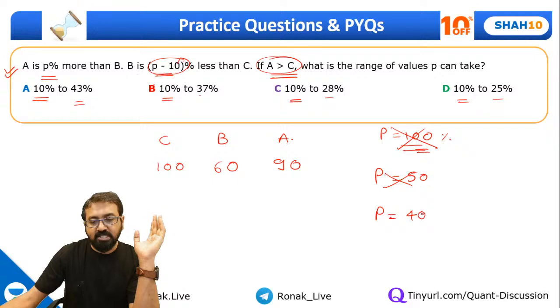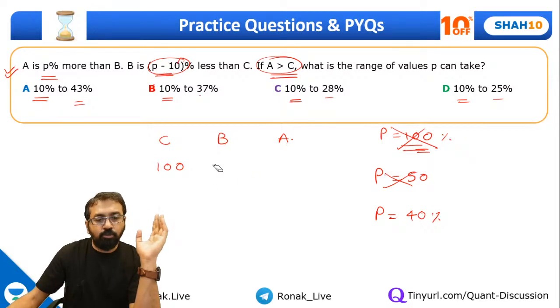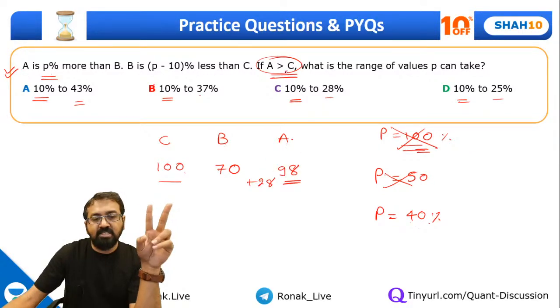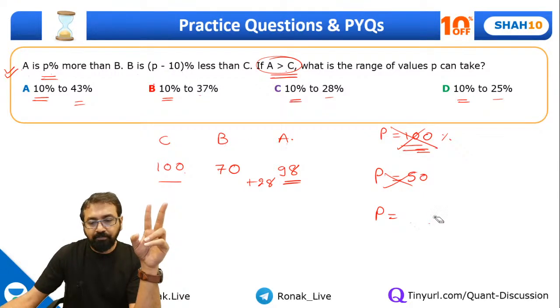Let's try for 40%. So if I take P equal to 40%, once again, A is P% more than B, B is P minus 10% less than C. C we have taken 100, so B will be P minus 10, that is 30% less than C. So B will come out to be 70 and A is P% more than B, so 40% more than B. So 70 का 40% कितना होता है 28. So add 28 to 70, A will come out to be 98. Still A is less than C. So can I say 40% would not do?